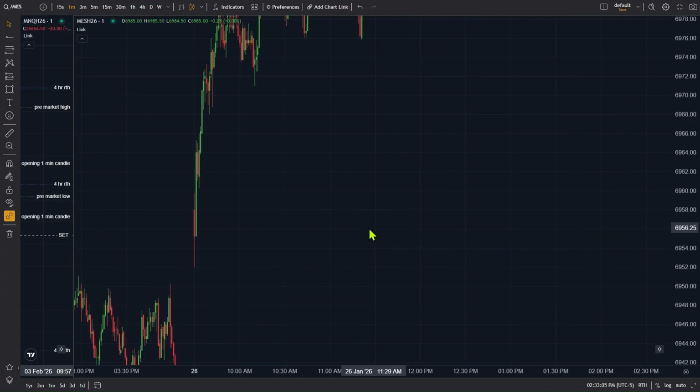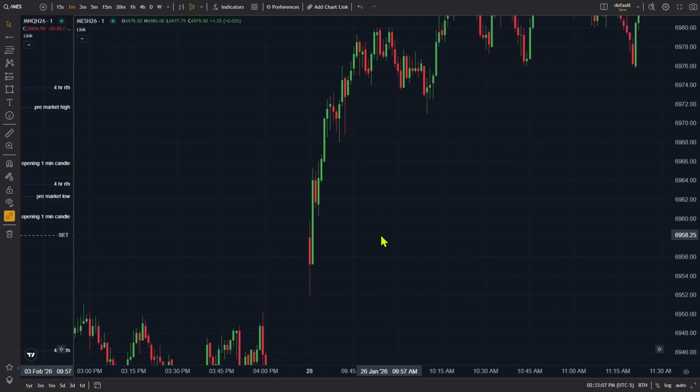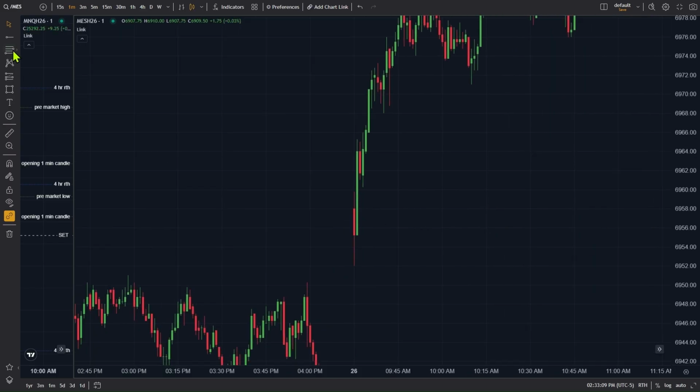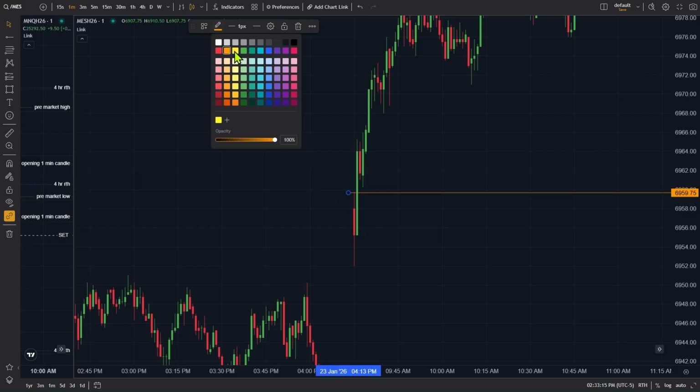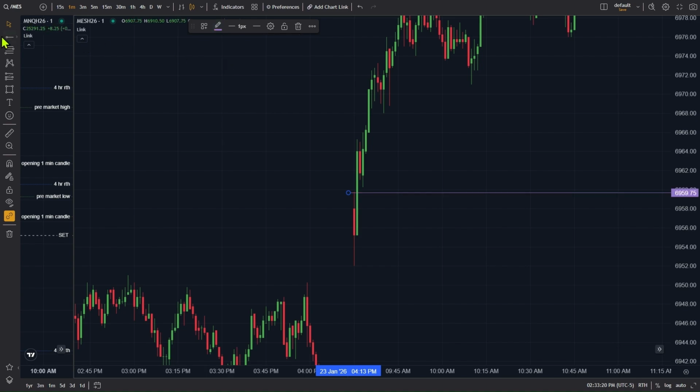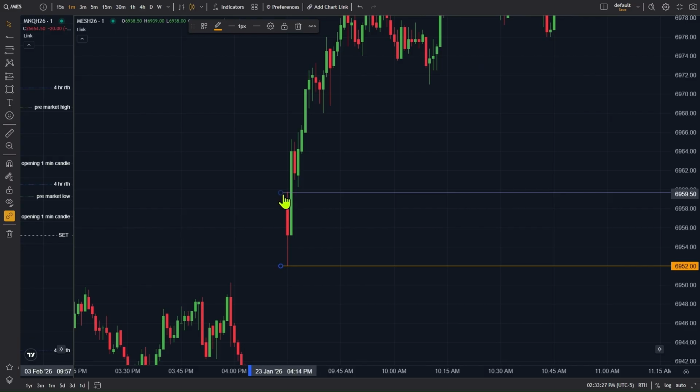I use those candles every single day. And this is without even considering the pre-market high and the pre-market low. Those are good to have on there, though. I should have marked that one first, the other one first, because now I've got to change color on this one. Okay, so pre-market, the first 1 minute candle right here.